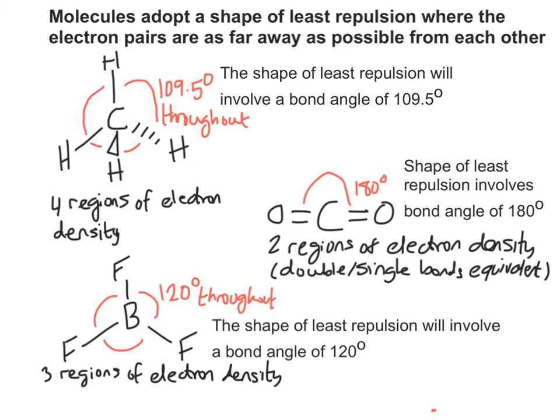So we've mentioned regions of electron density already. What we need to look at now is what effect they'll have on the bond angles in the molecule.